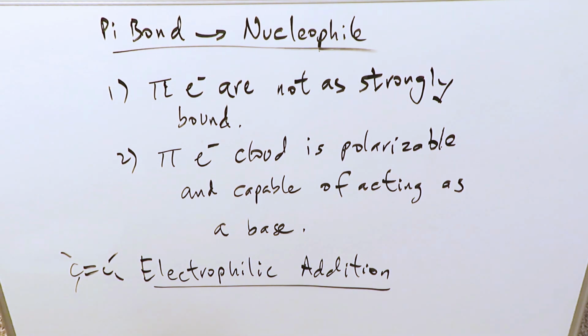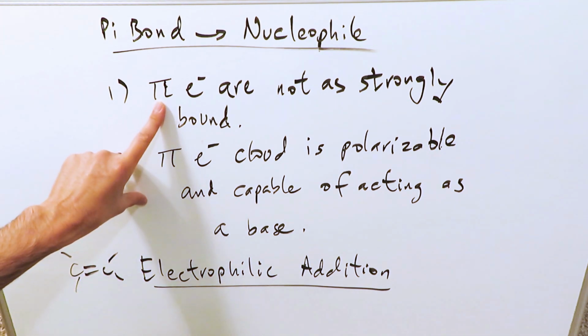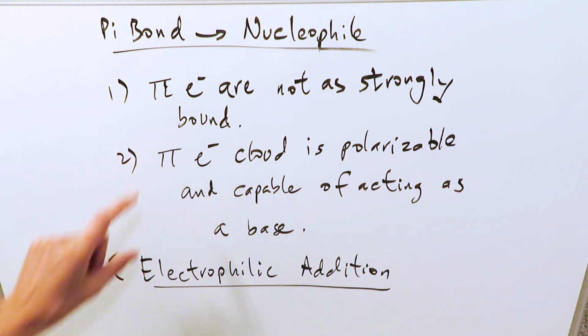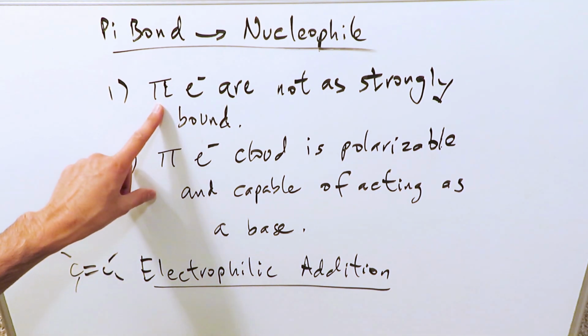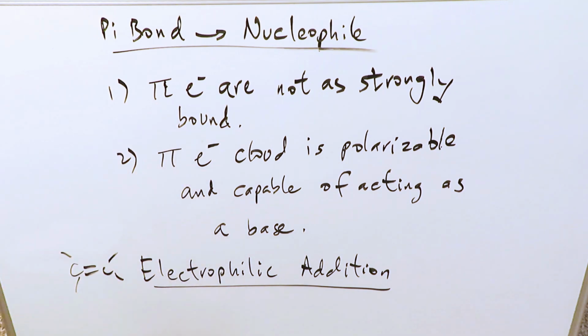When you are considering the pi bond as behaving as a nucleophile, that's the gist of it. The pi electrons are not as strongly bound as what? As the electrons in a sigma bond. We will talk about that. Consider again the pi electrons, the electrons which are found in the pi bond, they're not as firmly fixed in place as you would see in a sigma bond. So these electrons are available for doing something.